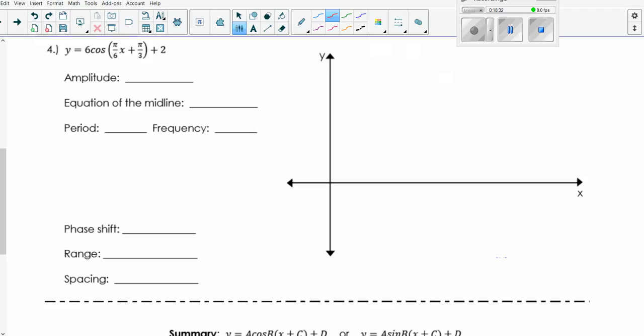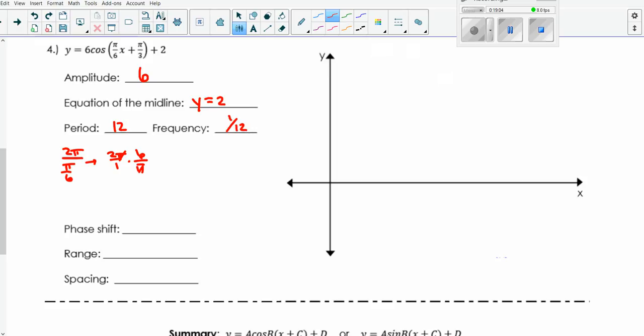Okay, our amplitude is 6. The equation of my midline is y equals 2. My period is 2 pi divided by the number that is being multiplied by x, which is pi over 6. So that means this would be 2 pi over 1 times 6 over pi. So I got a lot going on here. My pi's are going to cancel. 2 times 6 gives me 12. So that's kind of nice. Anytime you have numbers, it's much easier than fractions in pi. My frequency, 1 cycle for every 12.